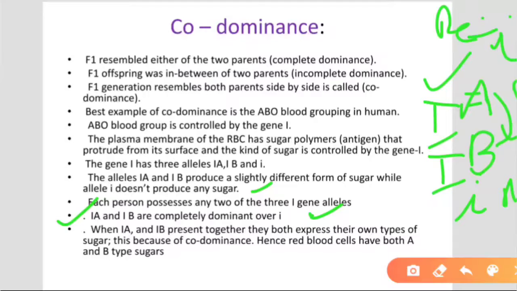When capital IA and capital IB are present together, both express their own type of sugar. This is because of codominance. Hence red blood cells have both IA and IB sugar. It means when two of these three alleles are expressed in the F1 generation, then it is called codominance.